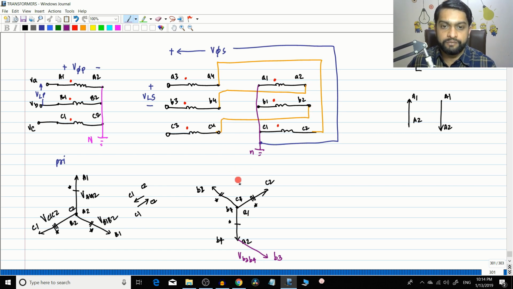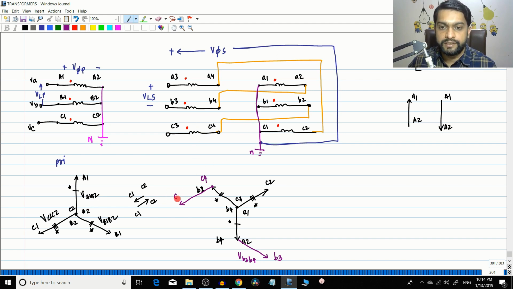Let's take the second connection now. B2 is connected to C4, right? B2 is connected to C4. B2 and C4 are equipotential. So I'll just put C4 somewhere around here because these two points are representing the same thing. And that C3, C4 will be in phase with this vector C1, C2.